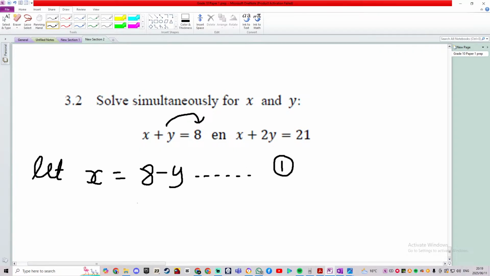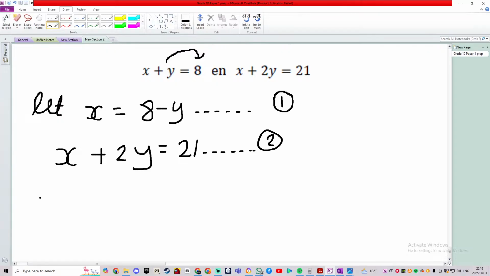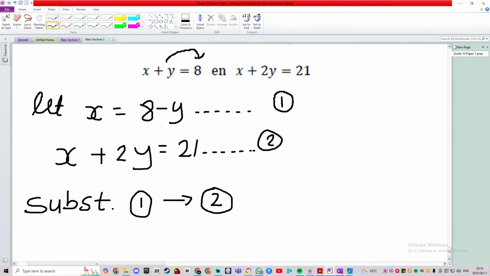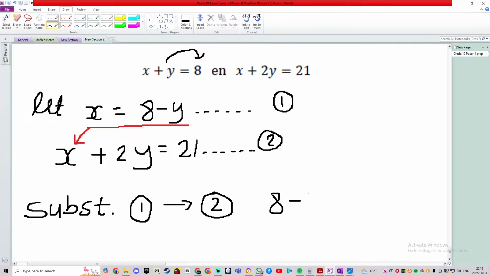The second one here, I'm just rewriting that second equation. I'm going to call that equation 2. Then we're going to substitute 1 into 2. So in other words, in this equation, x is going to go into this x there. It's equal to 8 minus y. So then I have 8 minus y plus 2y, because I substituted in that x there. I substituted this 8 minus y, plus 2y equals 21.